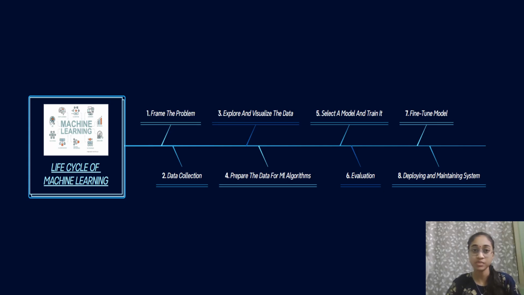There are 8 different steps in the life cycle of machine learning. The very first step is framing of the problem, and then data collection, exploring and visualization of that collected data, preparing the data for ML algorithms, selecting a model and training it, evaluation, fine-tuning of that trained model, and at last deploying and maintaining the system. So let's talk in depth further about these 8 different processes in the life cycle of machine learning.